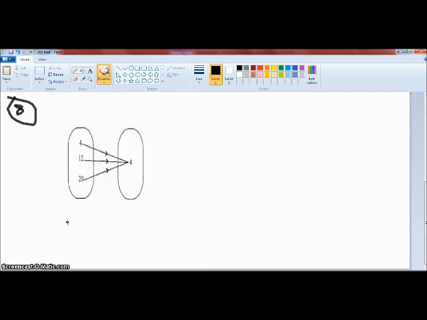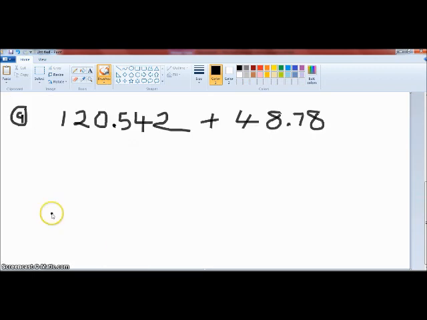Okay, question 8 is asking, the mapping shown in this diagram is what? Well, in this diagram we can see that there are many numbers which all relate to one number in the other set. So this is a many to one relationship. Let us quickly move on to question 9.